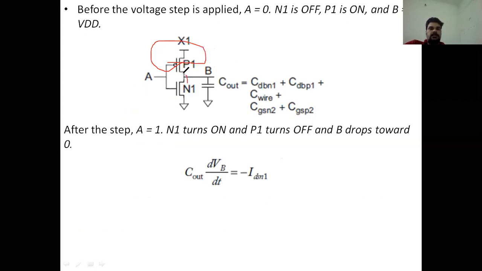VDS is nothing but the voltage between drain and source. Source is already at zero potential, so VDS is equal to VD, and VD is equal to VB. Okay. So when your input A is high, what is the value of VB in that case?